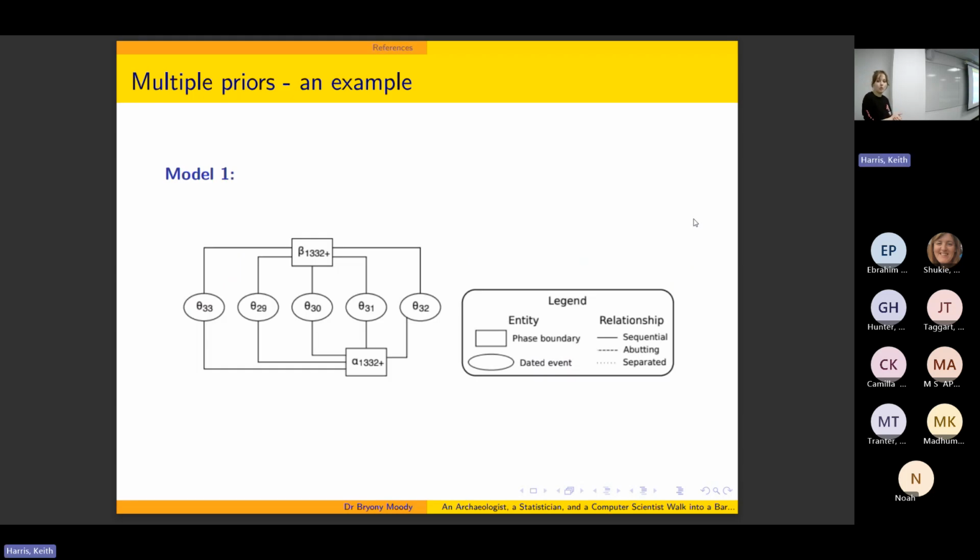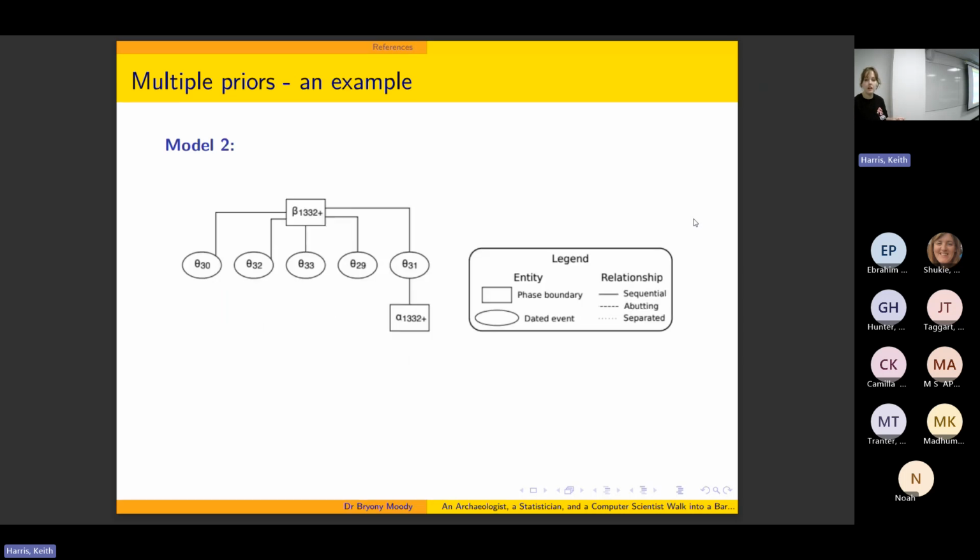So here's an example of multiple priors. Here we've got an alpha and a beta of a particular phase, and we've got 5 samples in between. One expert suggested that these are all contained within this phase, and they believe this information is strictly true. So they would want in their model that alpha would be older than all of the thetas, which would then all be older than the beta. And that's quite easy to code in.